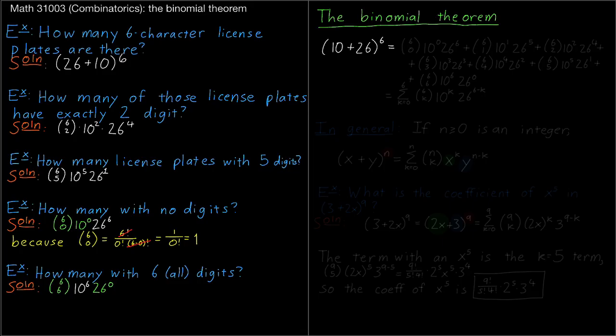But a license plate is always going to have some number of digits. It's going to have either 0, 1, 2, 3, 4, 5, or 6 digits. So we're going to have 6 choose 0, 10 to the 0, 26 to the 6th, and then 6 choose 1, 10 to the 1, 26 to the 5th. And then we just keep going.